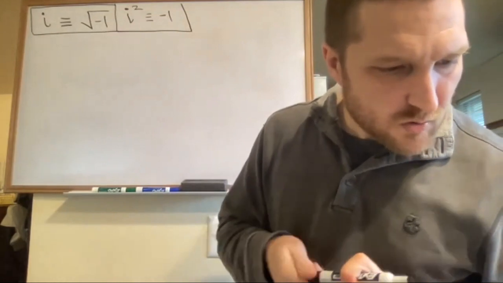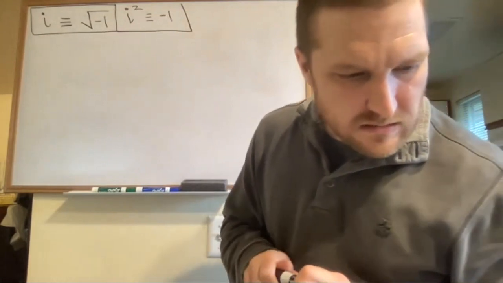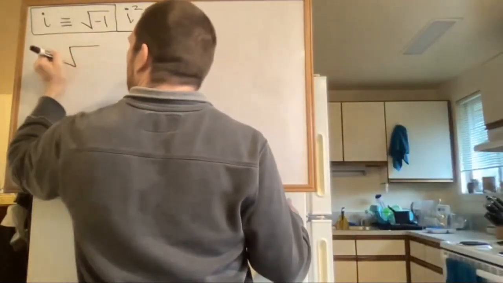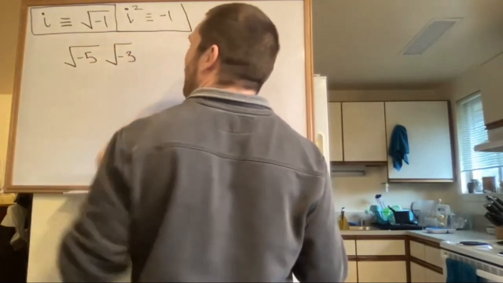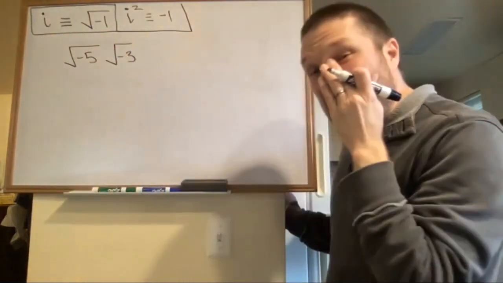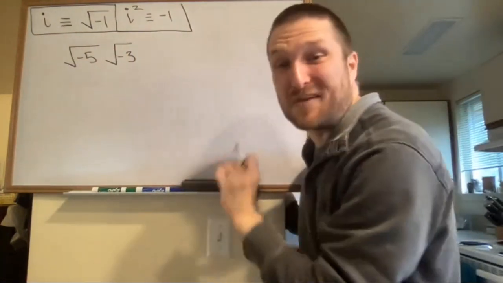Okay. So let's put this into practice. Let's look at this. We have the square root of negative 5 times the square root of negative 3. Now, this is what I'm going to write down right now.